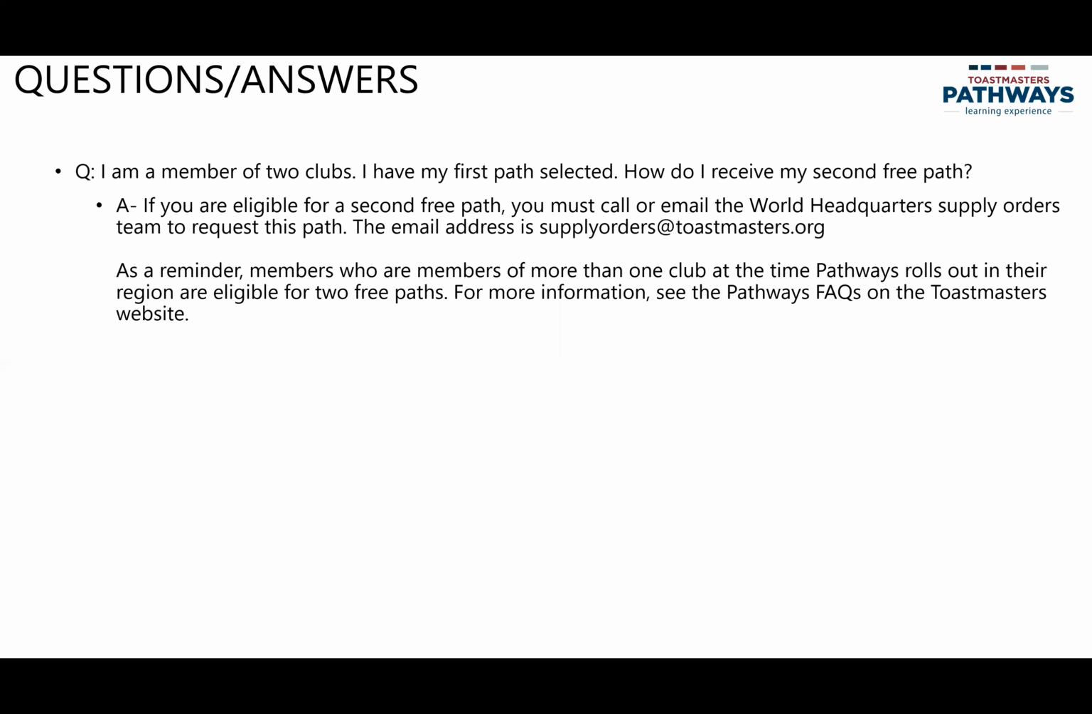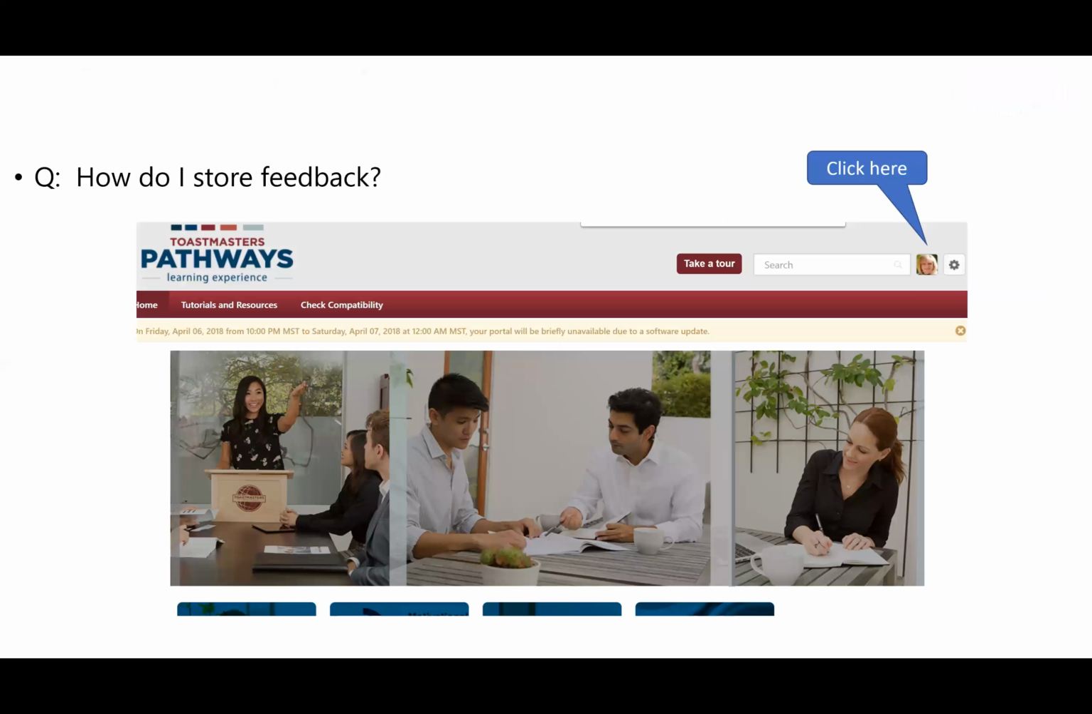hey, I'm a member of 2 clubs. I would like to order a second free path, and then give them that path name. And you'll be able to get that for free. This just happens for only your second path, not multiple paths after that. But first and second path, if you're a member of more than one club, are free.